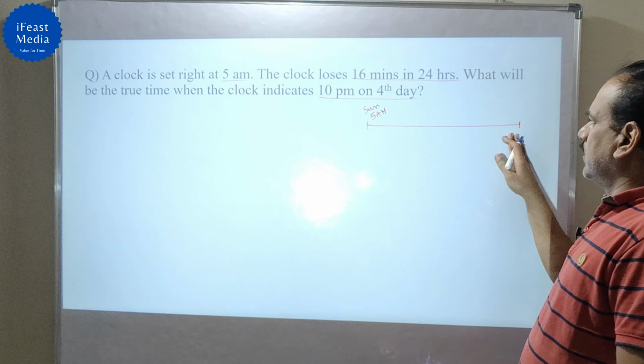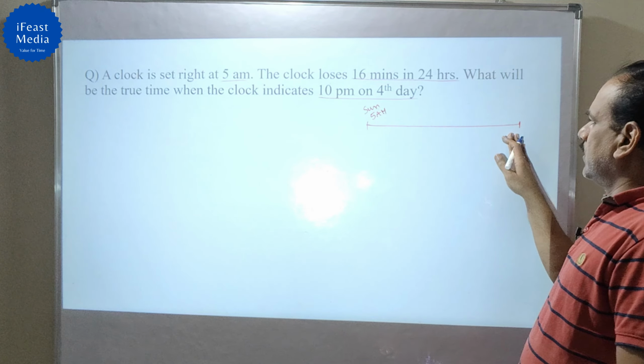Right? It should lose some more number of minutes. In 24 hours it loses 16 minutes, so we should calculate how many minutes it is going to lose. So what is the total duration of time? Here from Sunday morning 5 a.m. to Wednesday morning 5 a.m. it is 3 days. 3 days is 72 hours. And morning 5 a.m. to evening 5 it is 12 hours. Evening 5 to night 10 p.m. it is another 5 hours. So it is 84, 89. So total duration is 89 hours. From this point of time to this point of time, total duration is 89 hours. Right?